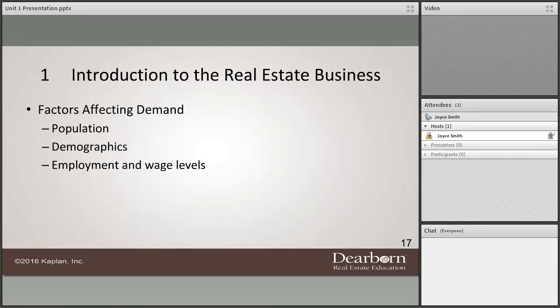Factors that affect demand: population. Obviously, as the population grows and there are fewer and fewer houses, we have a supply and demand issue. Demographics, younger versus older, wealthy versus poor, also affect demand and the type of housing we're going to see. Employment and wage levels. As long as we have decent employment, we have high demand and growth in our markets. But when that stops, the opposite can happen.